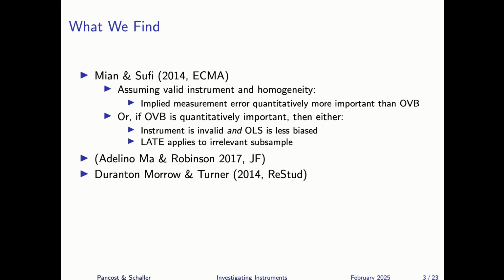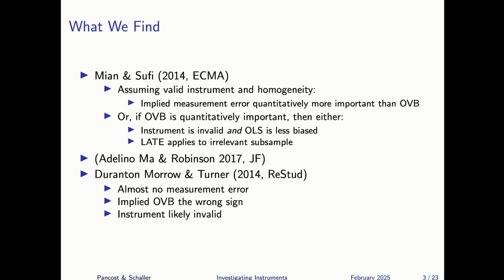I'm going to talk about a third paper, which is not a finance paper. It's published in the Review of Economic Studies. But it's a nice paper to showcase our method because the conclusions are a little bit different. In this paper, we find almost no measurement error. However, we find that the implied omitted variable bias is the wrong sign, and not by a little bit, by a lot. Which suggests in this paper that the instrument is invalid, or again, that heterogeneity is so important that the instrumental variable estimates are basically irrelevant. They apply to a really small subpopulation. All right, so we'll dive into the theory.